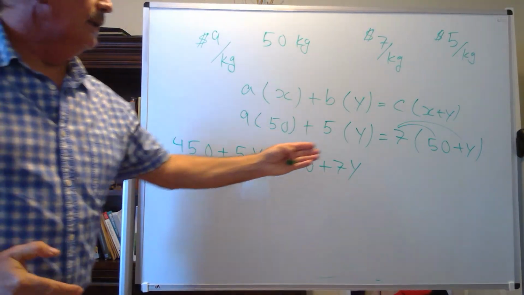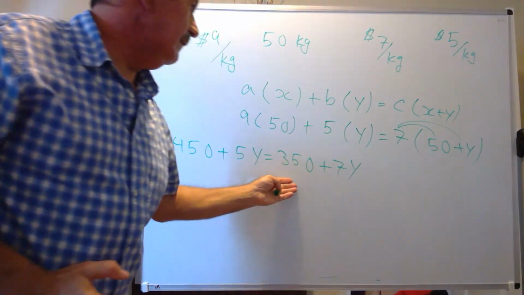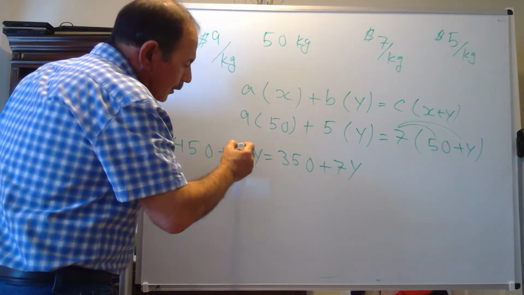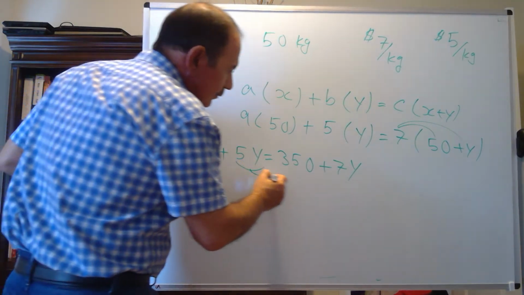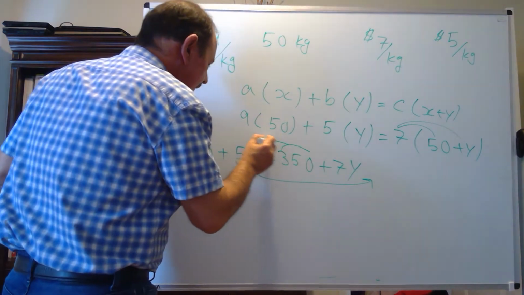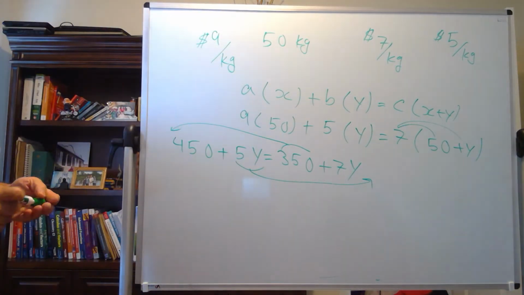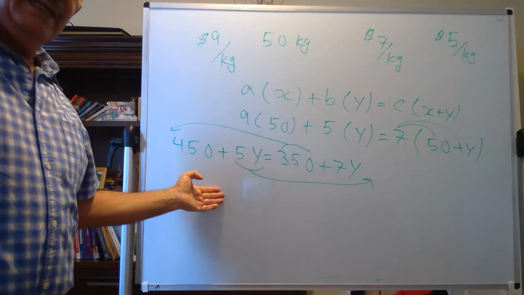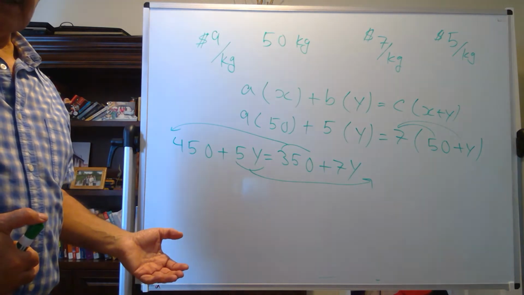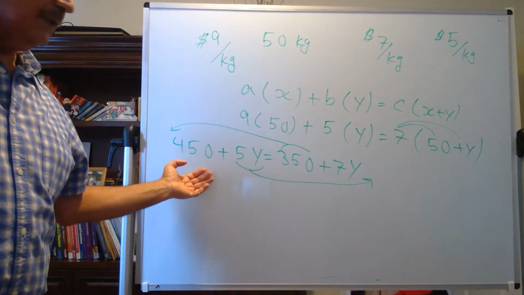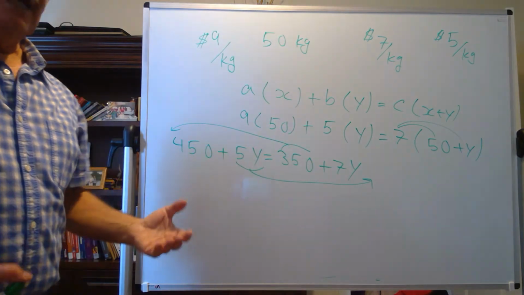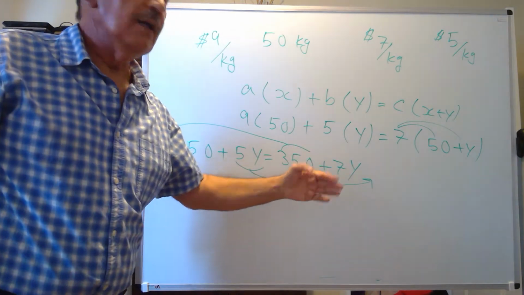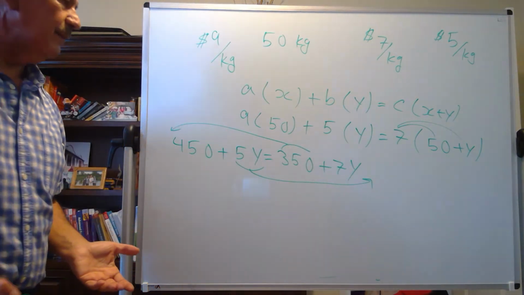450, 5Y, 350 and 7Y. Now, I'm gonna move this 5Y to the other side and this 350 to the other side. I can move this 7Y to the other side, but because 7 is greater than 5, it gives me a negative number. It doesn't matter which one I move, but if I move the 7Y, it's gonna be negative. That's why I'm moving this 5Y.